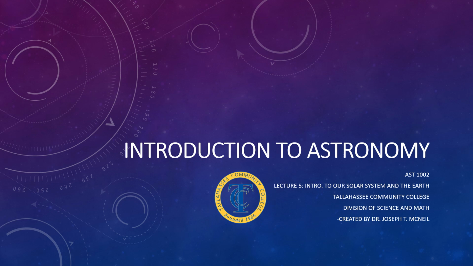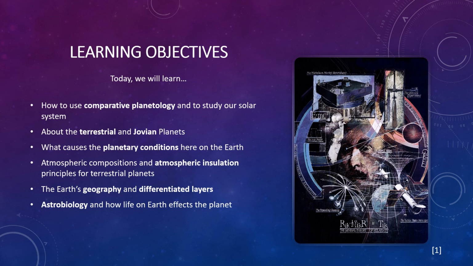Hello and welcome to Lecture 5, Introduction to the Solar System, and a deep dive into what makes the Earth so special. Today we will learn about the method of comparative planetology and how we use that to study the various objects in our solar system. We will also learn about the terrestrial and the Jovian planets, that is, the rocky planets and the gas giant planets.